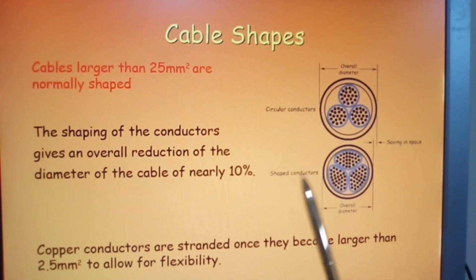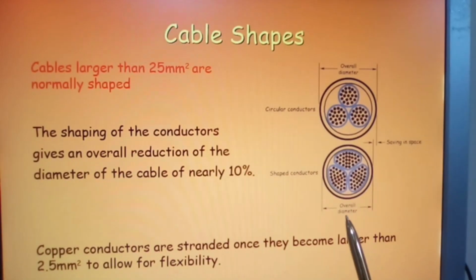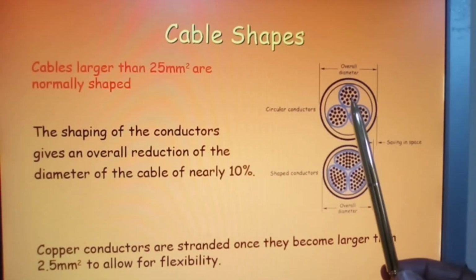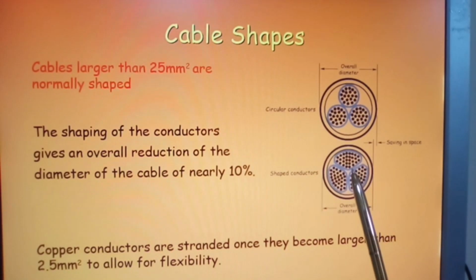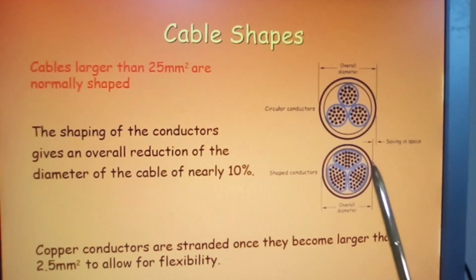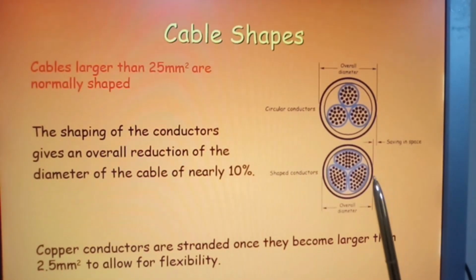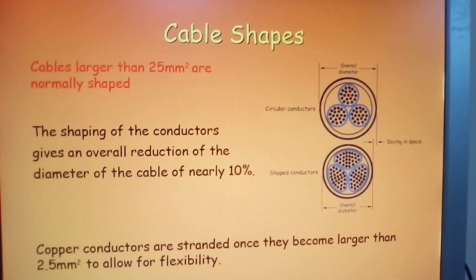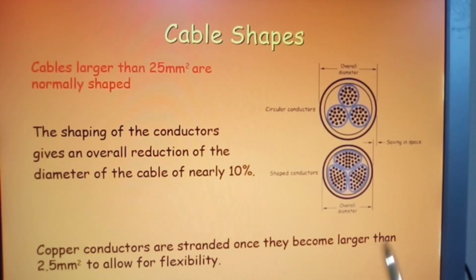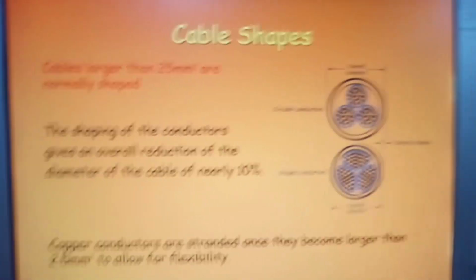And here we have shaped conductors, overall diameter. So here we have the conductor shape, and they're showing you the difference between that and that. And the saving in space is that much, and that space saving makes a difference. Copper conductors are stranded once they become larger than 2.5 millimeters to allow for flexibility.